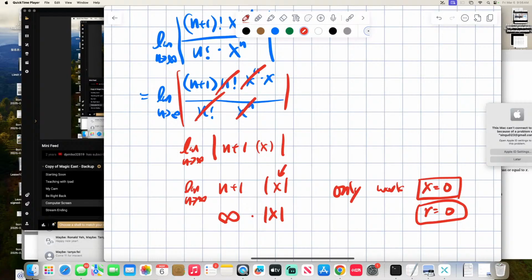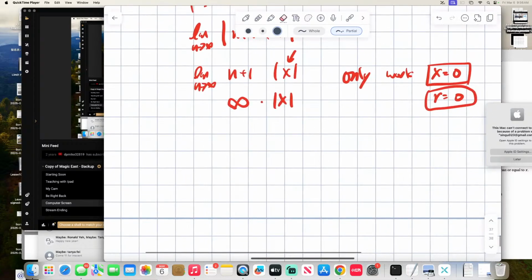Yes. Is the radius just 0 or is it 0? The radius is 0 because it only works at a single point. It only works when x is equal to 0. It doesn't work when x is equal to something else. Are we okay here? Okay.